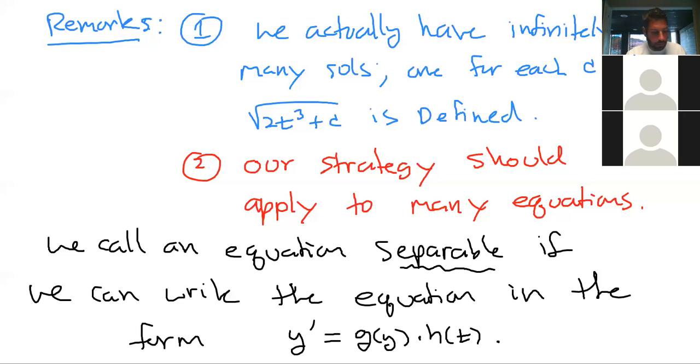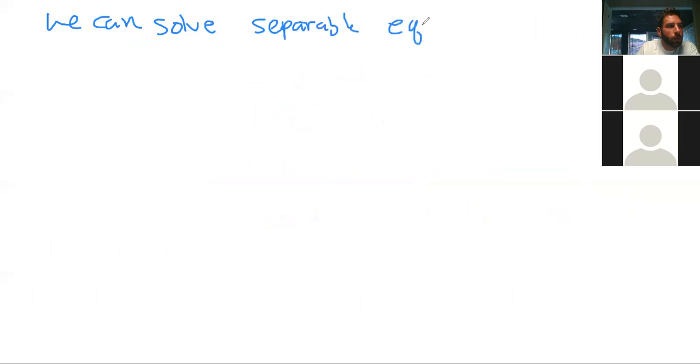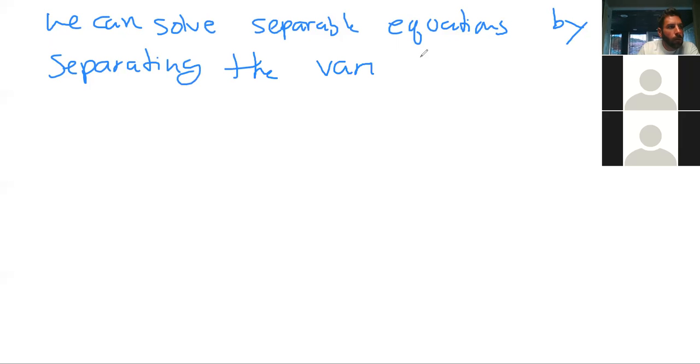So let's emphasize that. We can solve separable equations by separating the variables and integrating. If it can be separated, then this strategy works, provided we can integrate the functions.